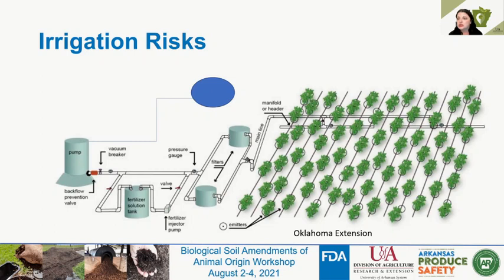I just wanted to open this up to the chat again for what are some of the potential problems that might occur in a produce field related to irrigation that could be a biological contamination.